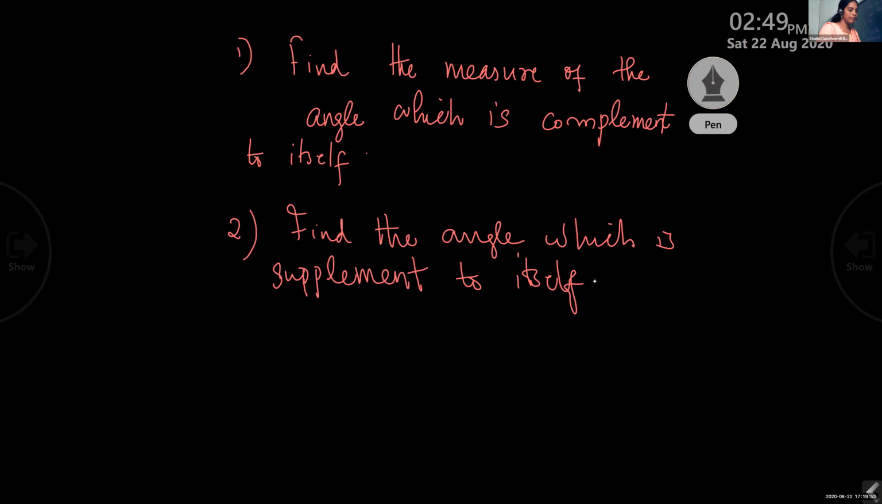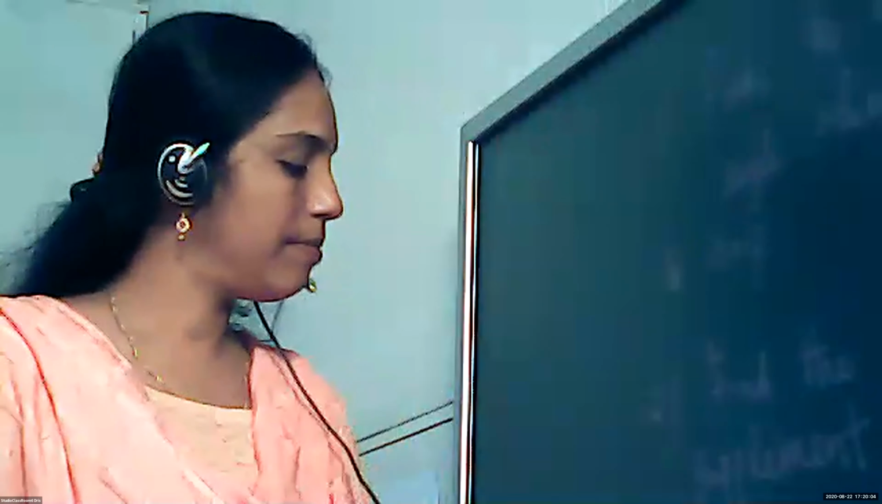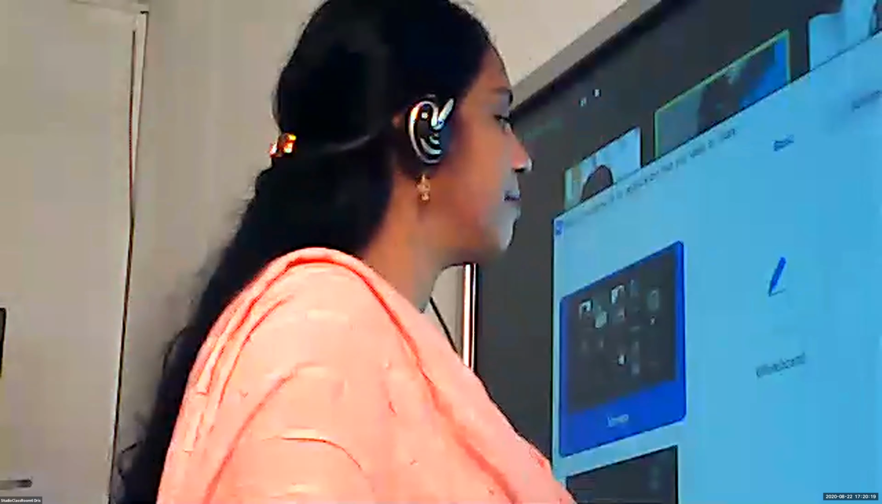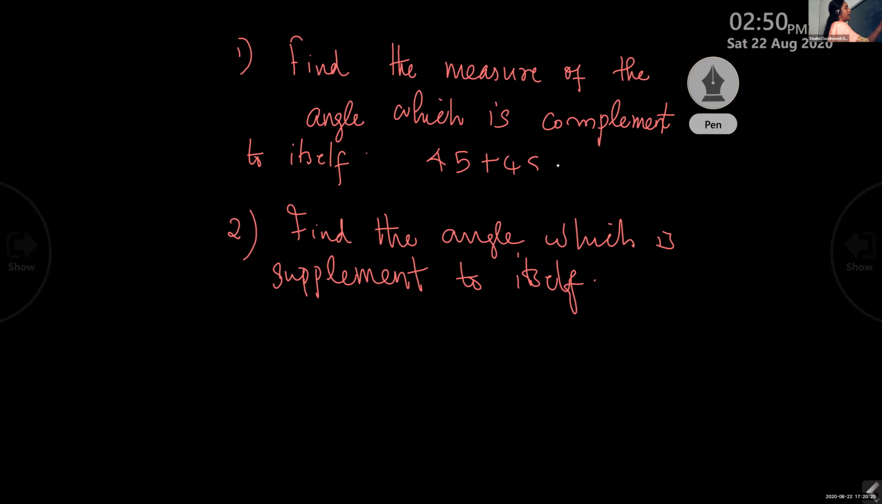Did you get the answer? Just like an MCQ question. First one's answer? One angle and its complement is the same angle. That is the meaning of it. 45. Good. So the answer of the first one is 45 degrees. When you add 45 and 45, you will get 90. What about the second one's answer? 90. So 90 plus 90 is 180.